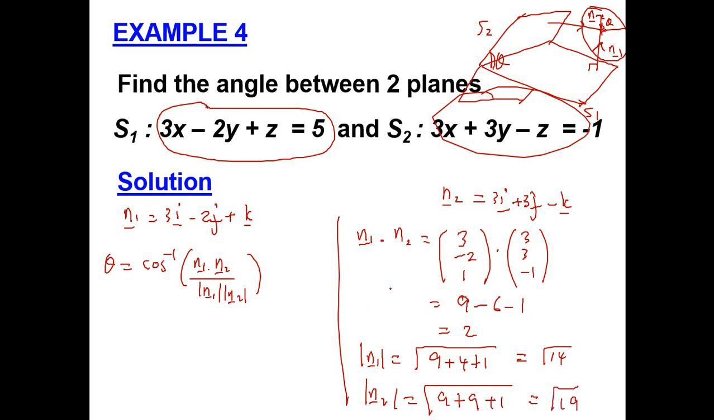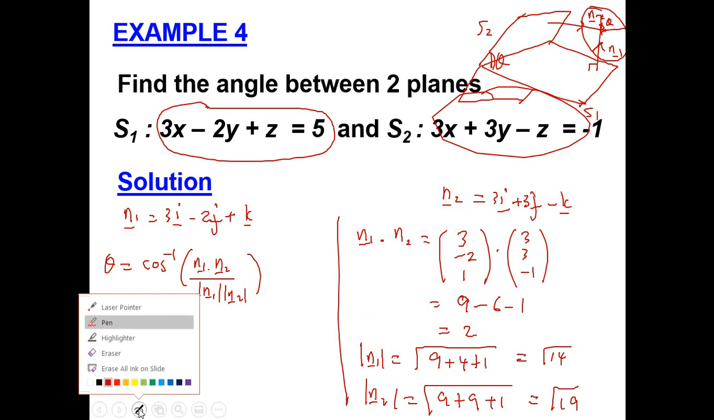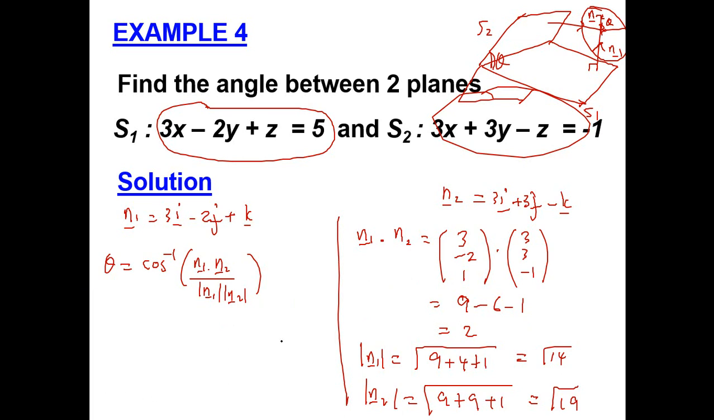Then substitute all the information. Theta, the angle between S1 and S2, equals arccos of 2 over 14 times 19. Then use a calculator, and the answer is 82.96 degrees. This is an acute angle. Done for this example.